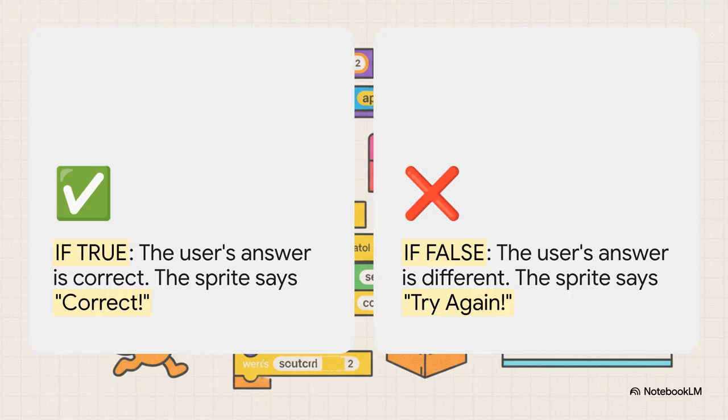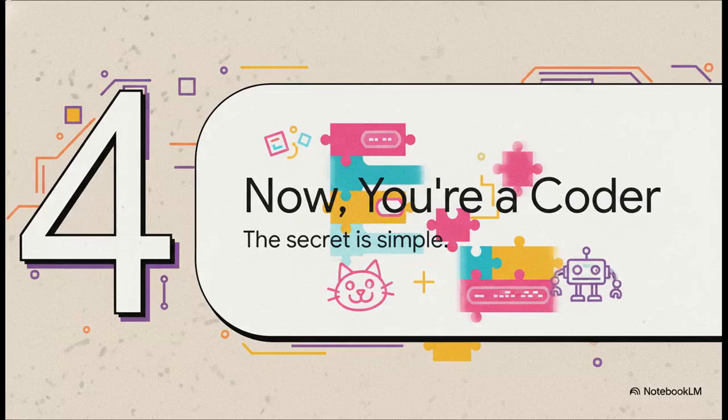The program checks a condition. If the user's answer is correct, the condition is true and our sprite says correct. But if it's anything else, the condition is false and the sprite says try again. This simple logic, this is how pretty much all computer programs make decisions. And believe it or not, just by understanding that logic, you've learned to think like a coder.